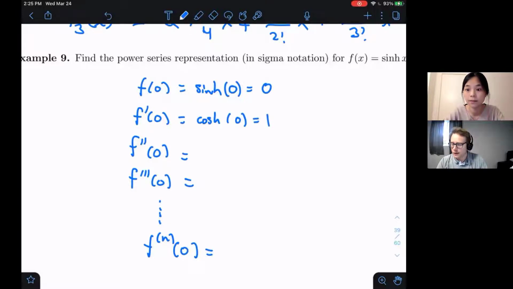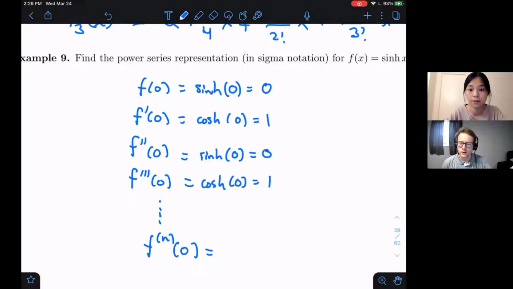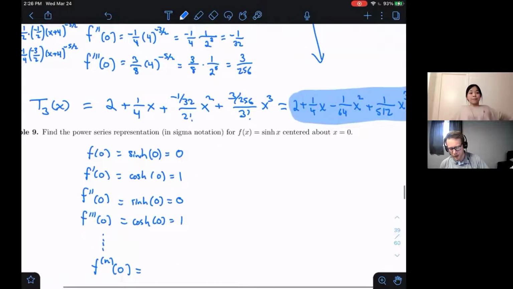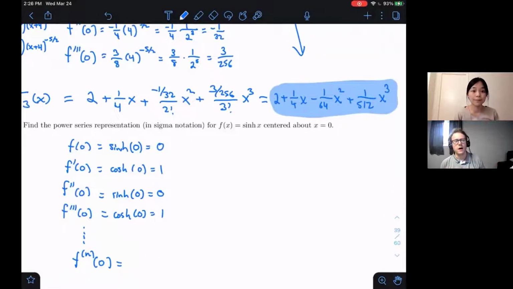Let's keep going. When you take the derivative again, you get hyperbolic sine. Plug in 0, you get 0. Next up, hyperbolic cosine. Plug in 0, you get out 1. So this is actually quite interesting. In a lot of the cases we have zeros, and then for the odd number of derivatives, you get out 1s. So we need something that alternates 0, 1, 0, 1.